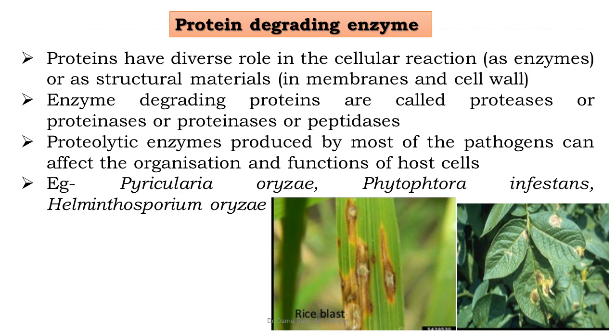As you know, proteins have diverse roles in cellular reactions, as enzymes or as structural components like the plasma membrane and cell wall also. So in order to establish pathogenesis, the pathogen is required to degrade many proteins of host origin in the cell. Almost all pathogenic fungi and bacteria can produce many proteinase enzymes to degrade the proteins.